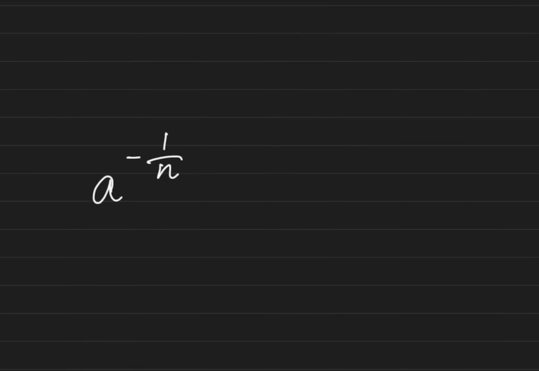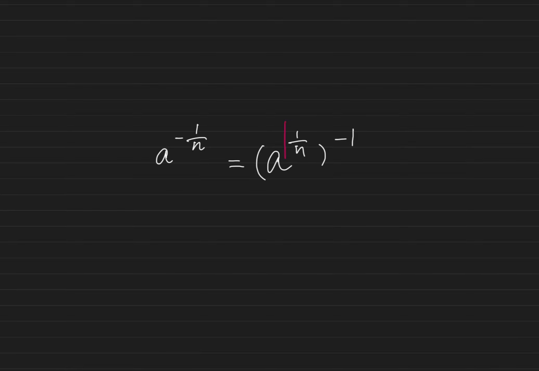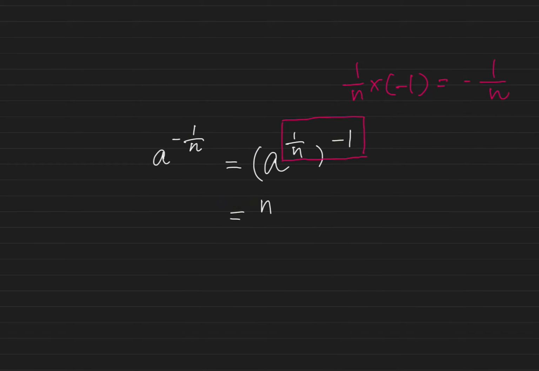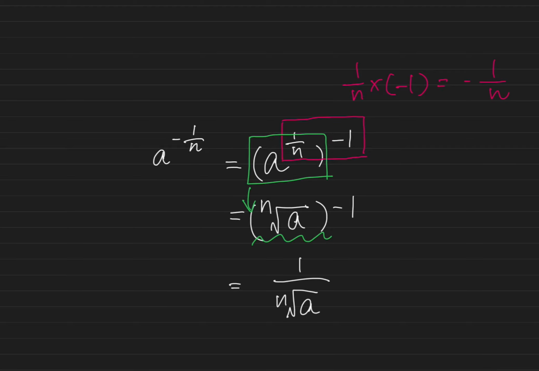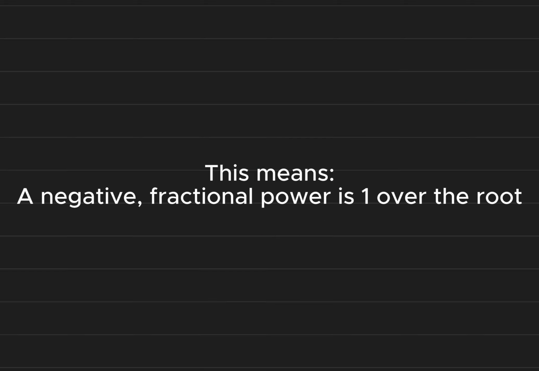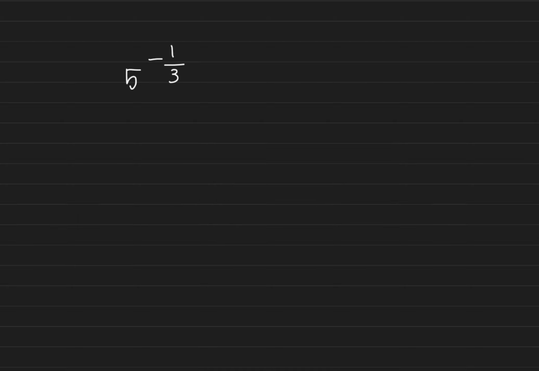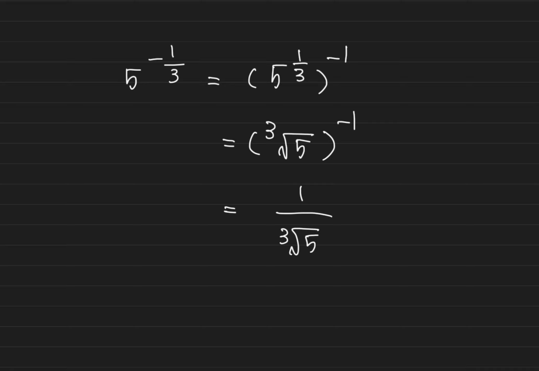This one might be a little confusing, so I'll explain in detail. So first you would want to convert the power to 1 over n times negative 1. Next, you would want to convert the a to the power of 1 over n into roots, which is one of the indices rules we know. And lastly, the power negative 1 allows the whole thing to be converted to a fraction, therefore the answer is 1 over the root. So to put it into words, this means that a negative fractional power is 1 over the root. And here's an example question. Try to solve it on your own and then check for the answer. If you got 1 over 3 root 5, then it's correct.